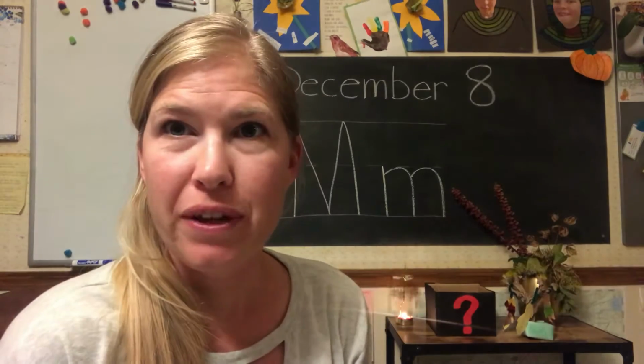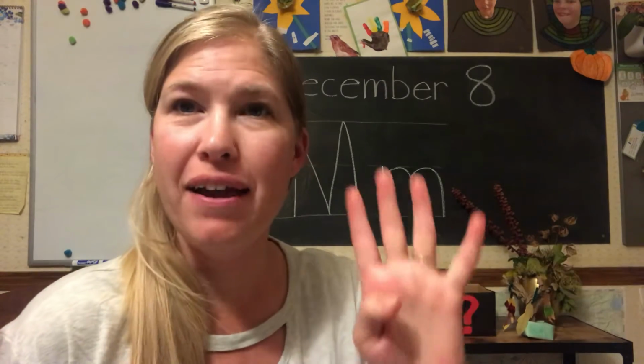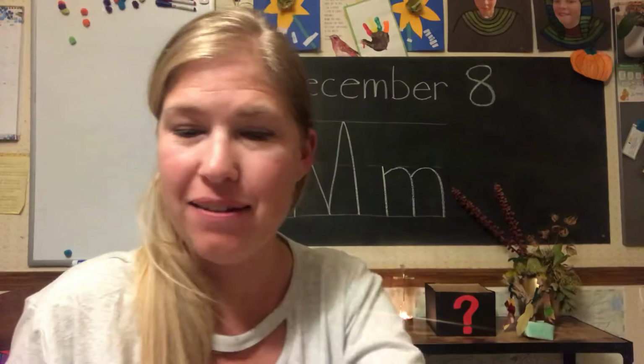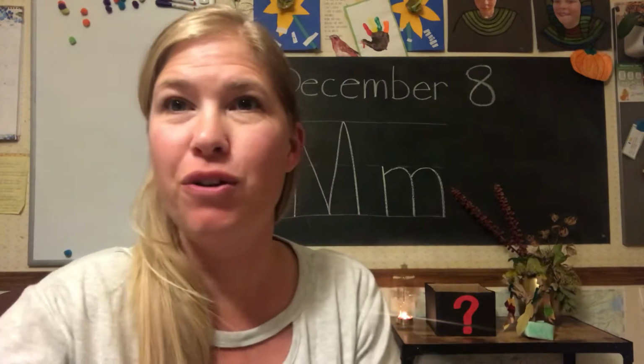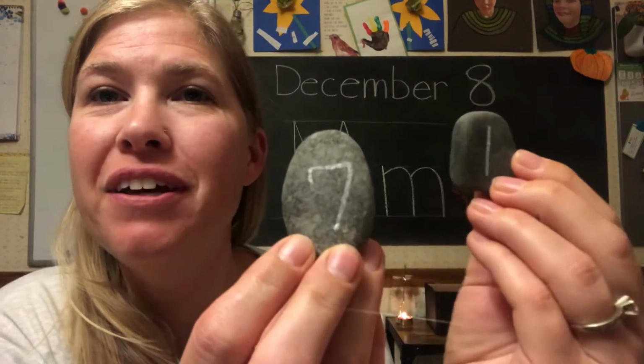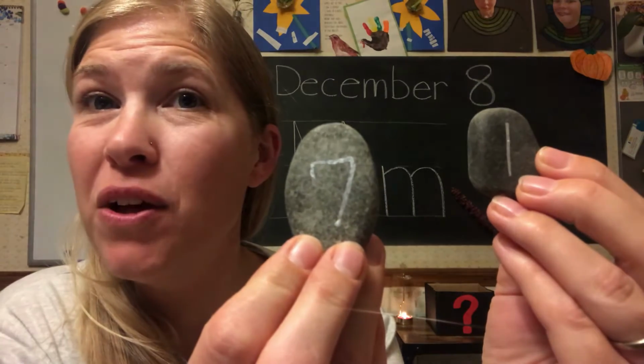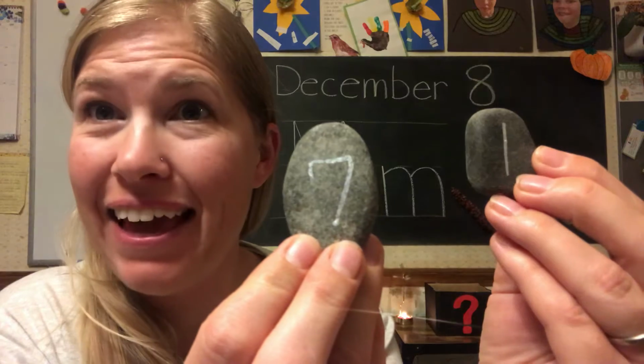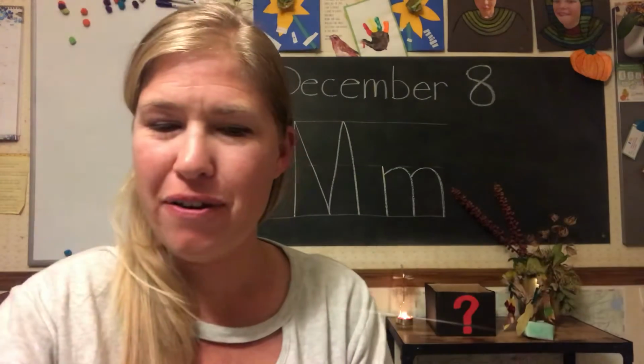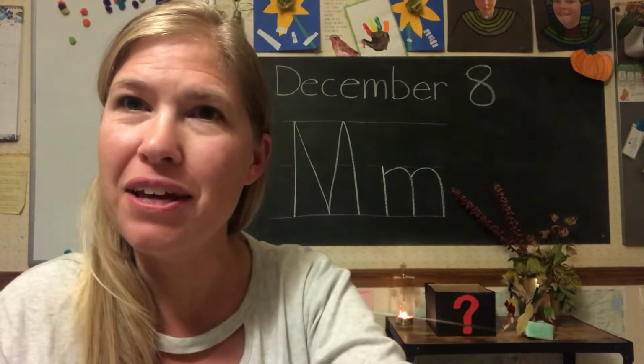8 is a really fun number because if you add 4 and 4, you get 8. And I have my special rock numbers here. If you add 7 and 1, you also get 8. Are there any other combinations that you can think of? We added 4 and 4, and then 7 and 1.